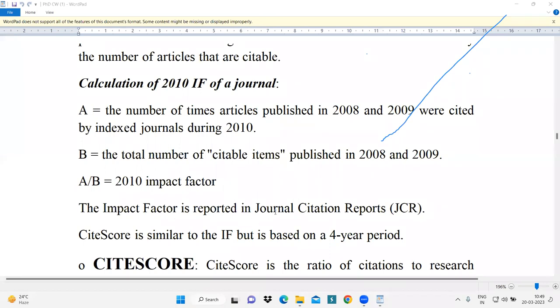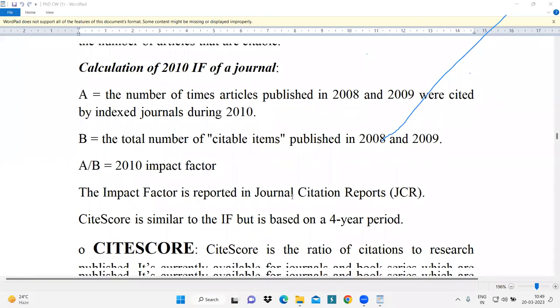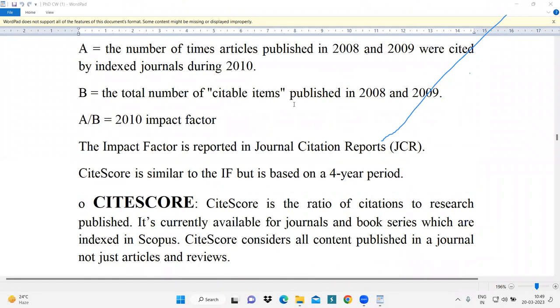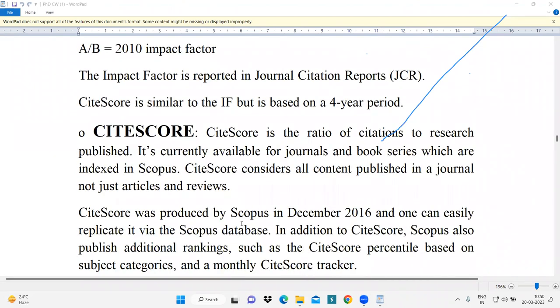Now, another term, cite score, is somewhat similar to the impact factor, but there are some differences between the two. Impact factor is calculated for the previous 2 years and published in the next year. But cite score is the ratio of citations to research published, and it is calculated for the last 4 years. Impact factor for 2 years and cite score for the last 4 years. Earlier, what we said was the number of citations received divided by the number of articles published. That was the impact factor. But cite score is something reversed: the ratio of the citations to the research published.